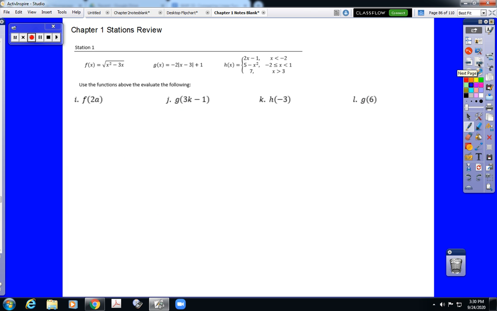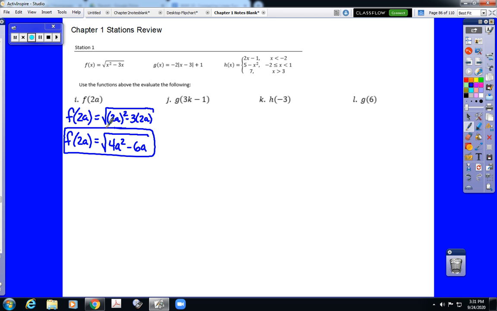Okay, on to I. Now we're into these ones where a couple of them in a row are abstract, meaning we're plugging in a variable as well. So all we can really do for f of 2a is plug 2a in, so 2a squared minus 3 times 2a. And then we can't do a whole lot with that. All we can do is simplify. For instance, 2a quantity squared is 4a squared, and negative 3 times 2a is negative 6a. That's all we can do. That is the answer.